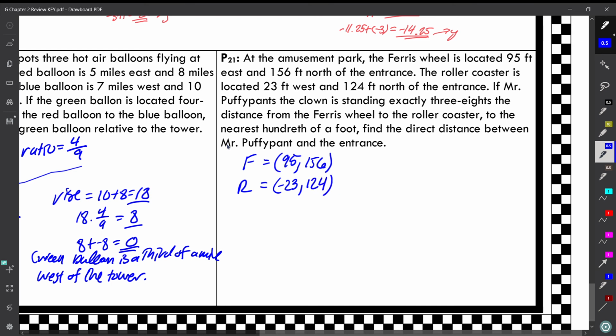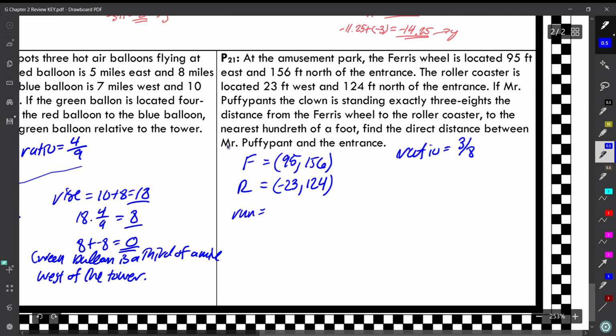If Mr. Puffy Pants the clown is standing exactly 3/8 the distance from the Ferris wheel to the roller coaster, okay, so our ratio is 3/8. Should be eighths, I can't type. To the nearest hundredth of a foot, find the direct distance between Mr. Puffy Pants and the entrance. Let's do this with these big numbers. We got this, okay?